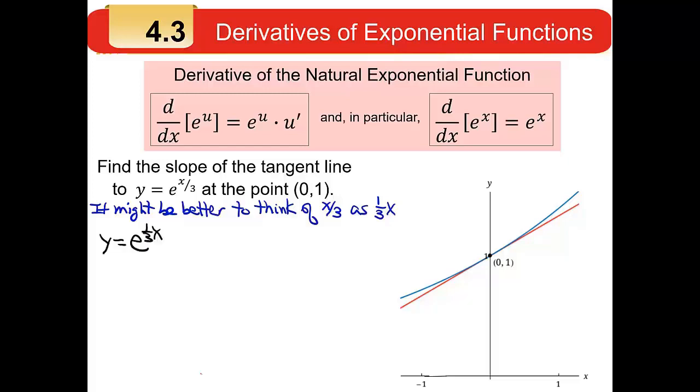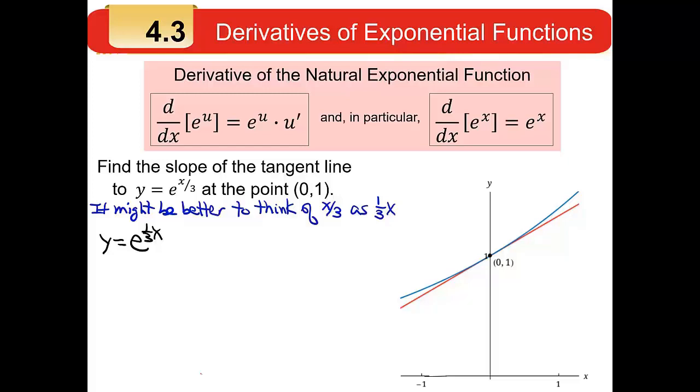So in my mind, it's much easier to think of this function as y is equal to e to the 1/3 x instead of y equal e to the x over 3. Only because I know when I take a derivative of the exponent, it'll be easier, because I can just use the power rule.